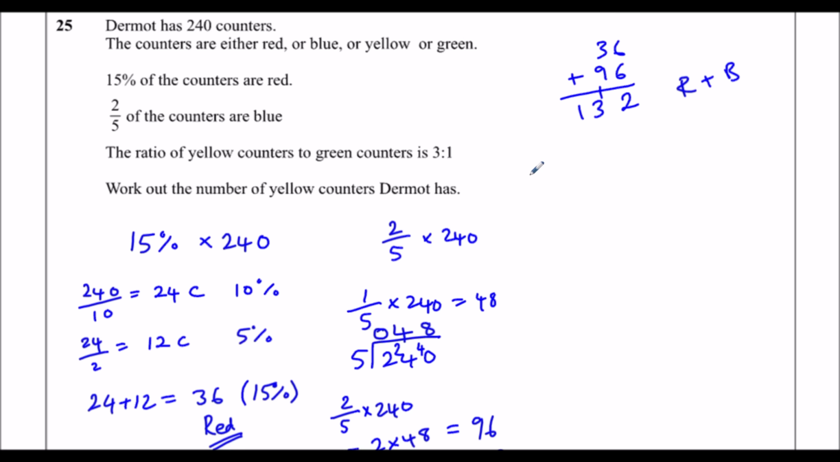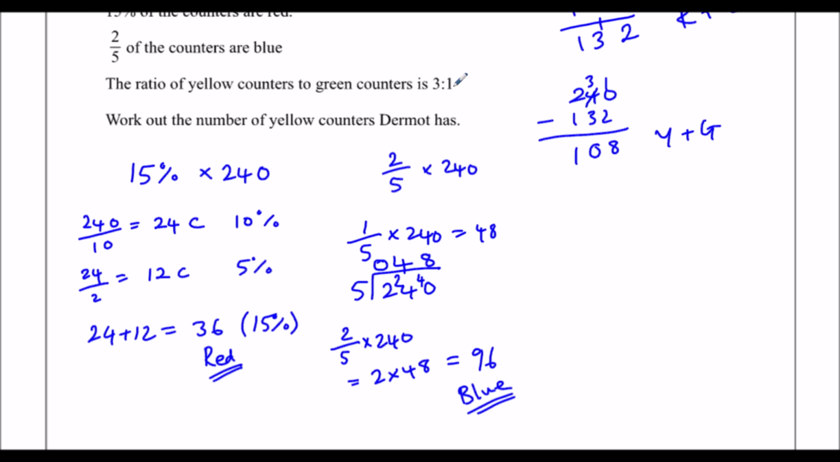There are 240 in total. So take away the 132. So 10 take away 2 is 8. 3 take away 3 is nothing. 2 take away 1 is 1. So there's 108 yellow and green counters, and we need to share them in the ratio 3 to 1.